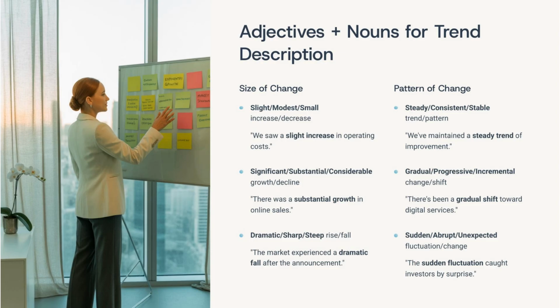For a more significant change, you can use significant, substantial, or considerable growth or decline. For a dramatic change, you can use dramatic, sharp, or steep, rise or fall. To describe the pattern of change, you can use steady, consistent, or stable for a trend or pattern. For a gradual change, you might use gradual, progressive, or incremental. And for an unexpected change, you can use sudden, abrupt, or unexpected.